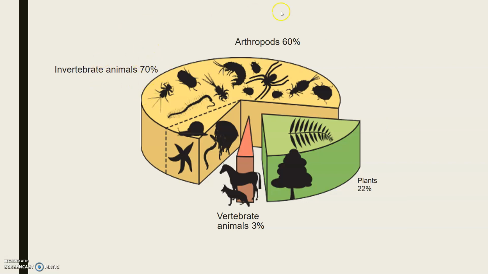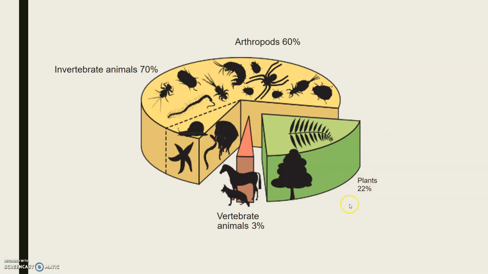Among that, arthropods are 60 percent. What are arthropods? Do you know? Arthropods are basically insects. Arthropods are what? Insects. The insect group is the highest, the largest group. Among animals, which is the largest group? Insects. Insects are also known as arthropods. Don't forget it. Arthropods means insects, which is 60 percent.